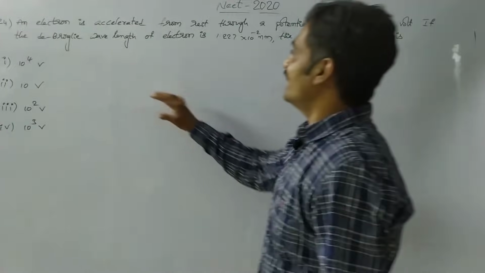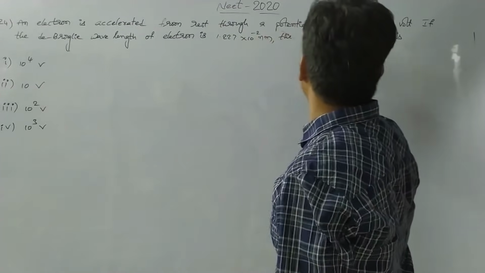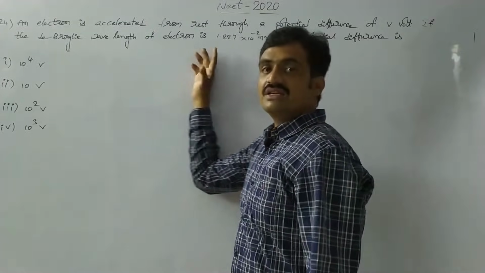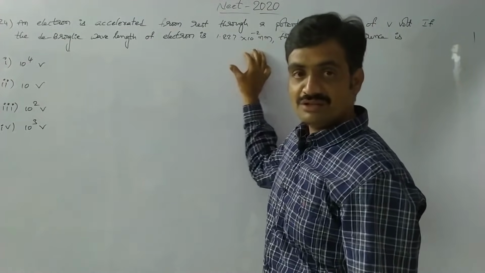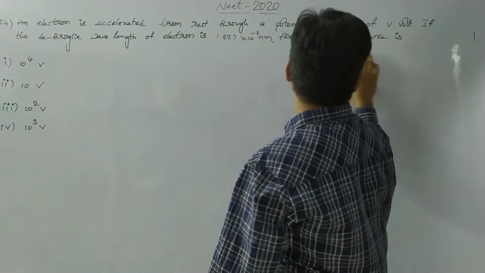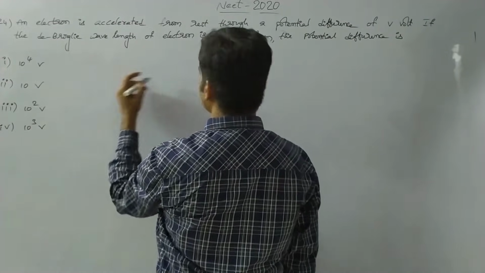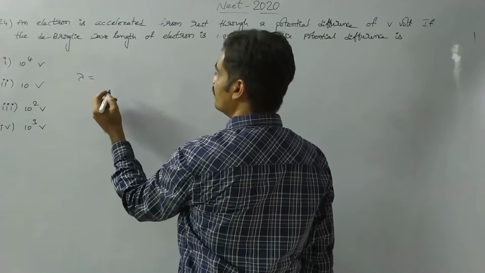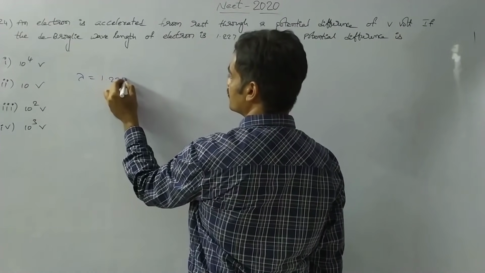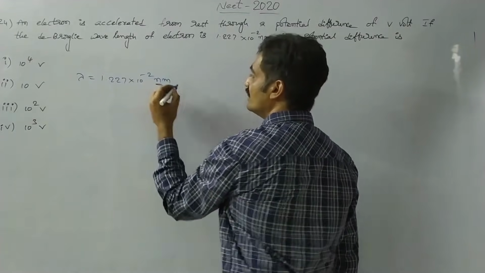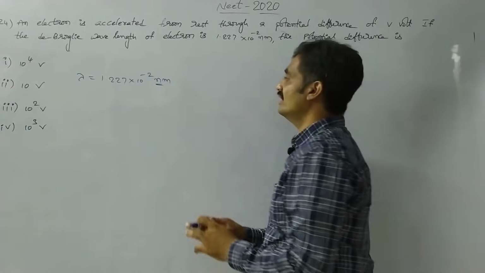The next question is, an electron is accelerated from rest through a potential difference of V volt. If the de Broglie wavelength of the electron is 1.227 × 10^-2 nanometer, the potential difference is? Here we have to find the potential difference. The de Broglie wavelength is given as 1.227 × 10^-2 nanometer, where we know that 1 nano is equal to 10^-9.